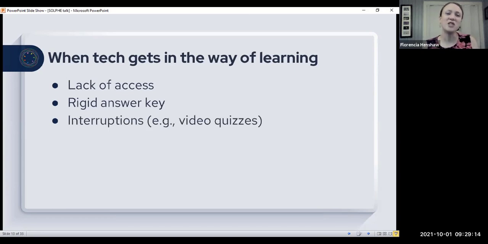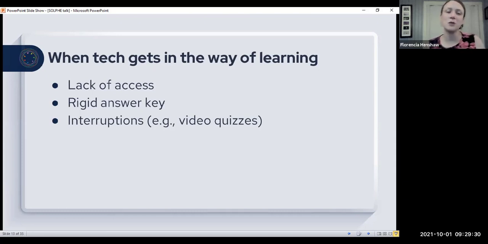And then I do think technology gets in the way of learning in the sense of interruptions. Interruptions happen in Zoom quite a bit. If you taught online the past year, you probably experienced a lot of interruptions.